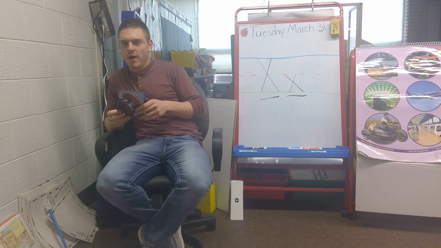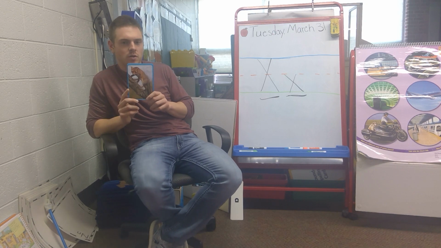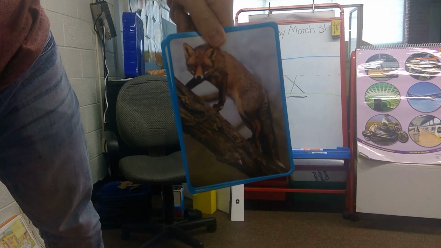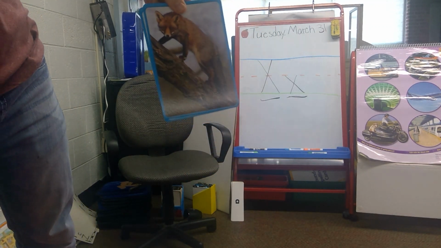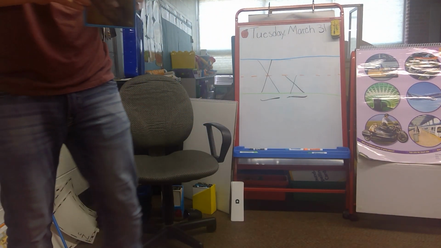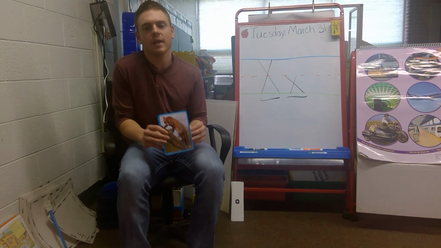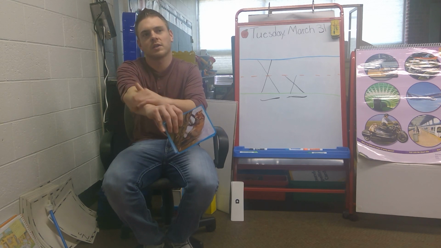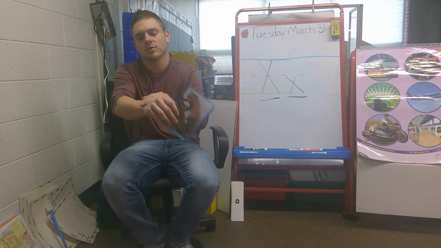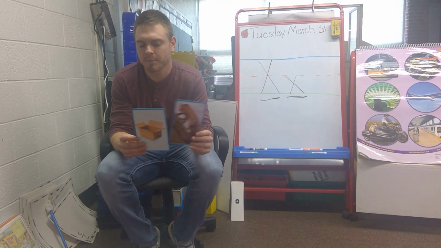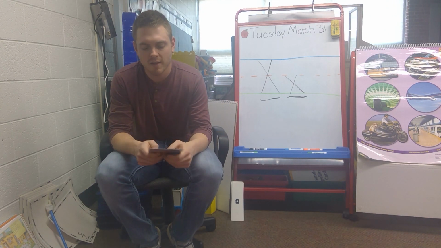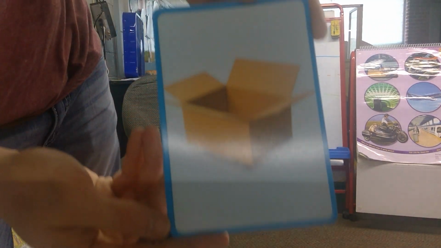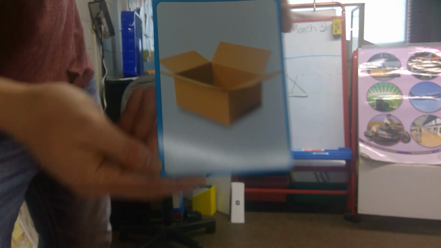Good. Now this picture is a picture of a what? Hold it a little closer so you can see. Where do you hear the X sound? Is it at the beginning, middle, or end? It's a fox. Ox. Fox. Where do you hear the X? At the end. Good.